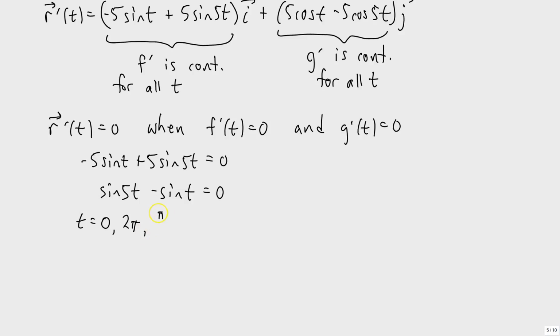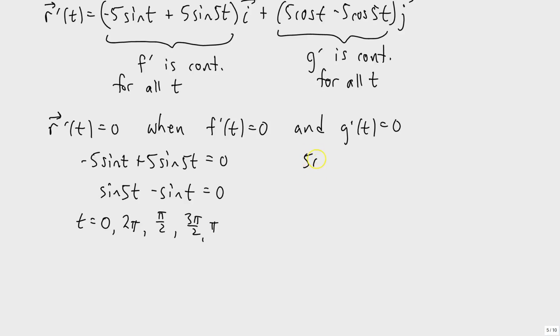It would also happen at pi over 2, because sine of 5 pi over 2 and sine of pi over 2, let's see, those are both 1, so 1 minus 1 would be 0. Same thing for 3 pi over 2, and same thing for pi.